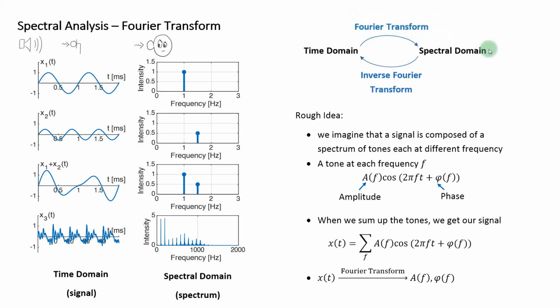And you can also do the opposite. If you had a spectrum in the spectral domain and you would like to turn it back into a signal in the time domain, you could use what is called the inverse Fourier transform.